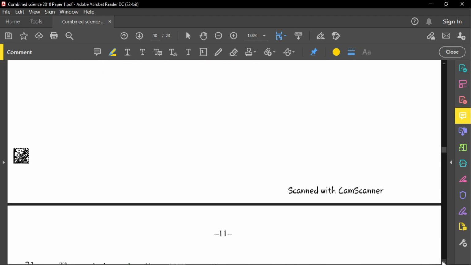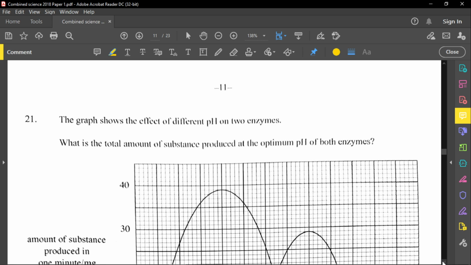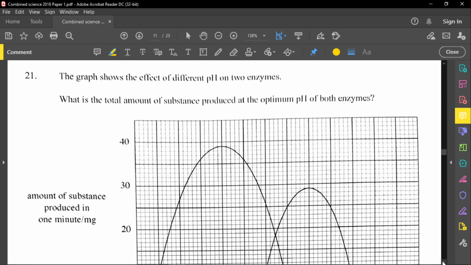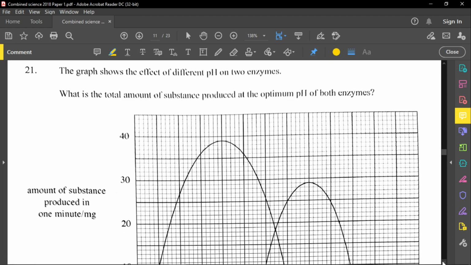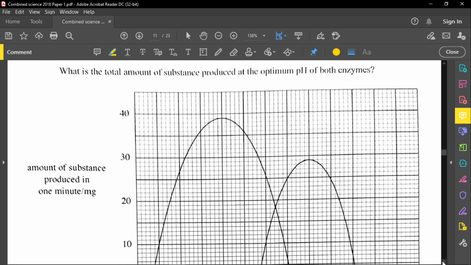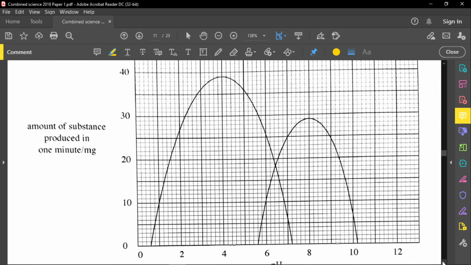All right. So 21 is that the graph shows the effect of different pH on 2 enzymes. What is the total amount of substance produced at the optimum pH of both enzymes? Now, the optimum pH, first and foremost, is a point where the graph is the highest. So right here, in terms of amount of substance produced, that is the highest. But how to calculate this now? They ask us for the total amount that is produced.